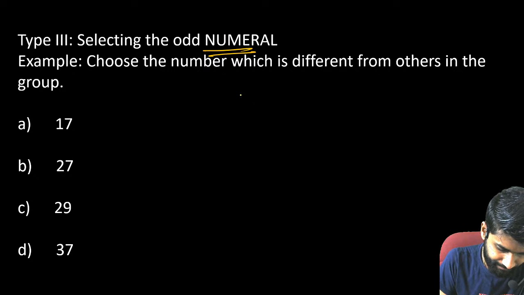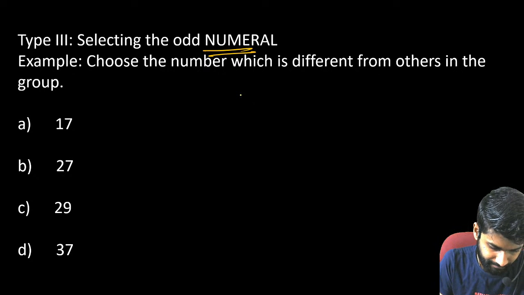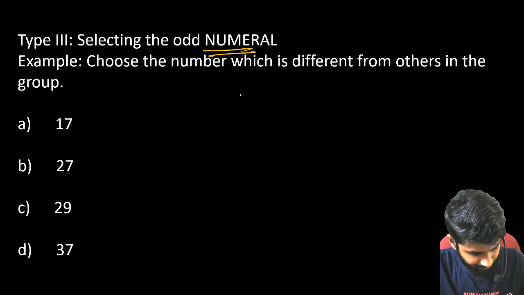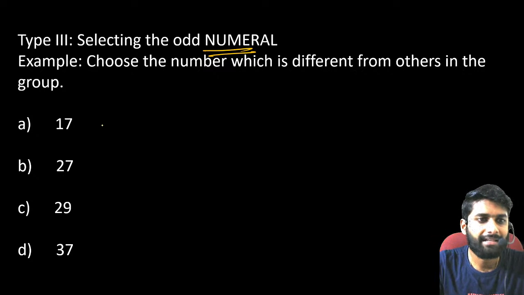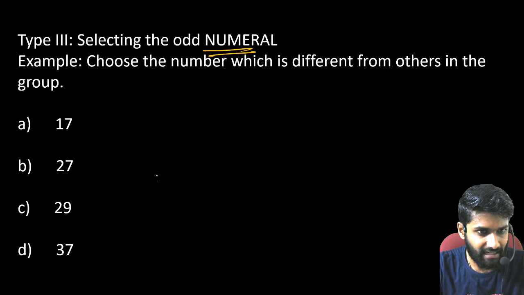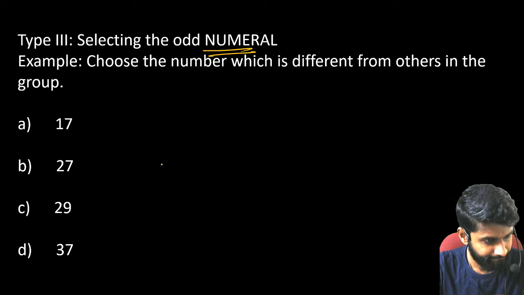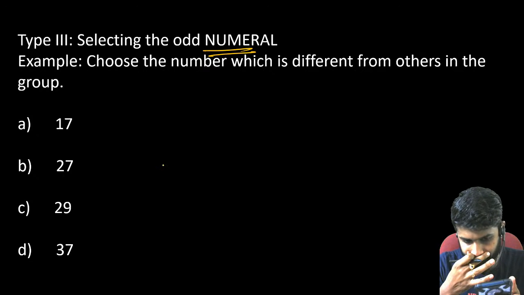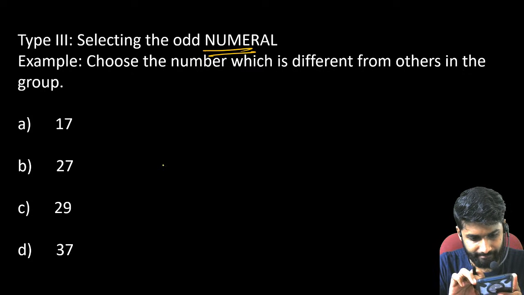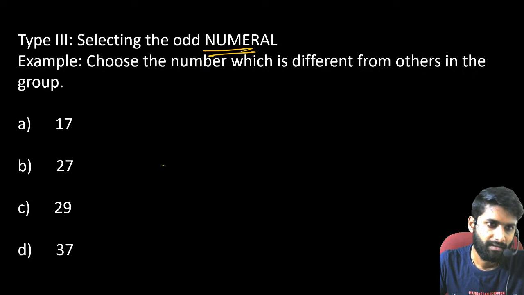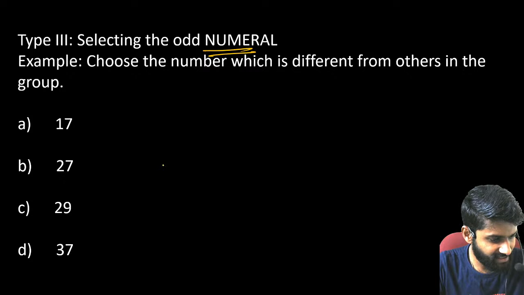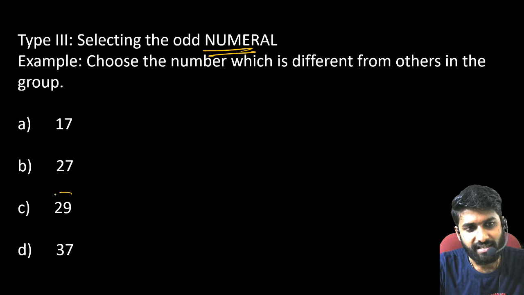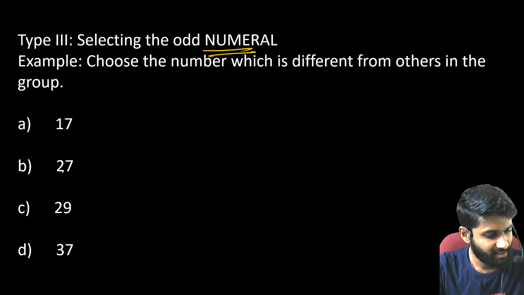Odd numerical. Selecting the odd numerical: 17, 27, 29, and 37. Which one is the wrong one? Why is it a C? Why is it a C? Afroz and Kaushal, why is it a C? Because C, sir. Why is it a C?